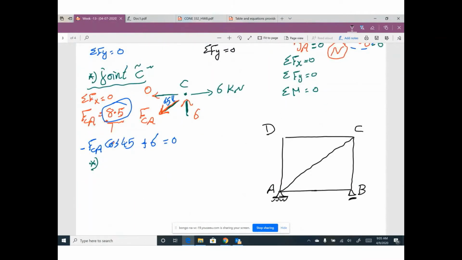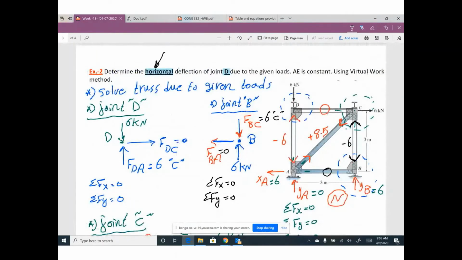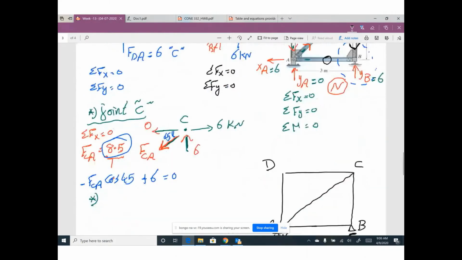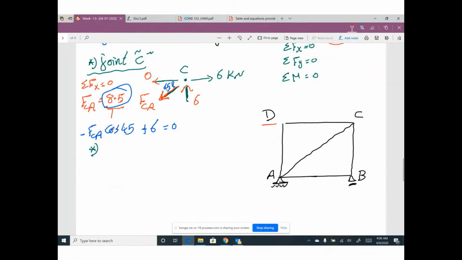Please go ahead and put a unit load. Where and how? Where will I put the unit load and how? Is it horizontal or vertical? So please go back to your problem. We are looking for horizontal deflection. Horizontal means your unit load will be like this, horizontal. 1 kilonewton, 1 pound, I don't care, it's 1 unit load. Where? At joint D. So please go ahead at point D, put a horizontal unit load equal to 1 kilonewton.